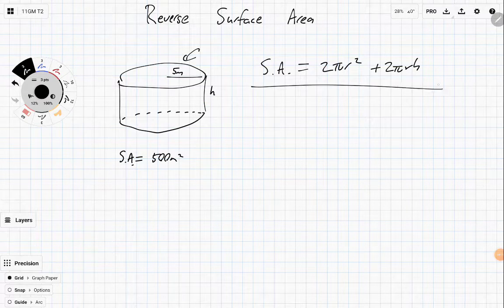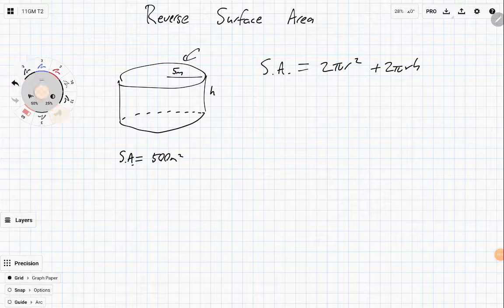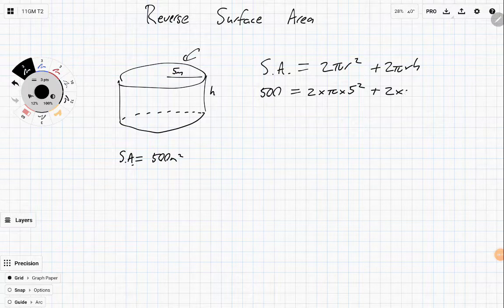So here's our full formula. Notice it's not an open one, so we're not leaving any of these sides open. The whole shape, we're looking for the entire thing. So let's pop in what we know into the formula. So 500 is the surface area, 2 times pi times 5 squared plus 2 times pi times 5 times h. So this is what we've got so far.